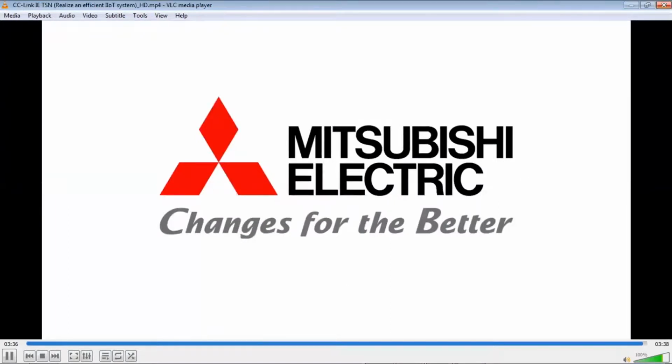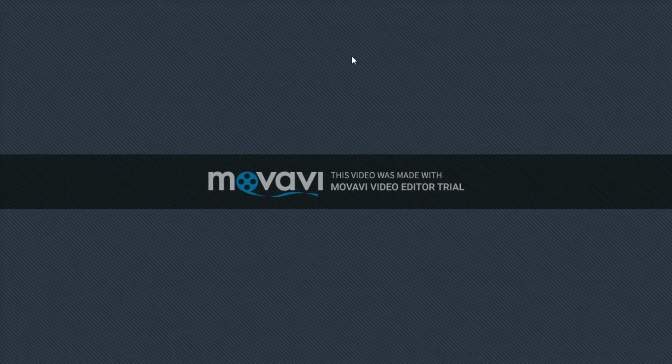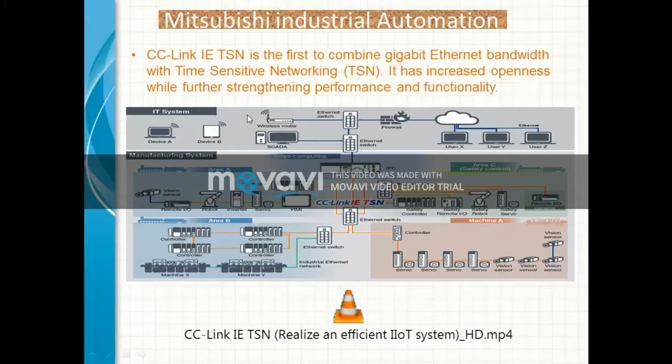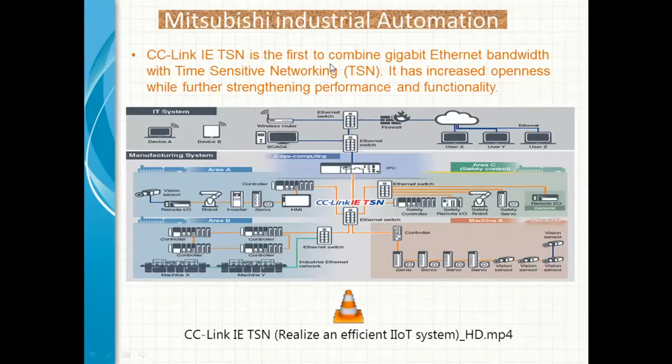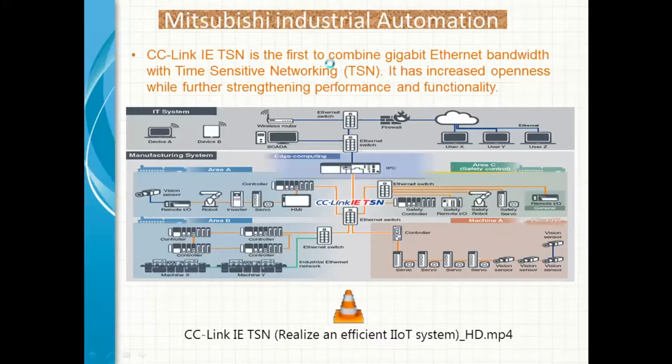Now I'll continue with the PPT. So this is TSN. Different kinds of communication can be performed in a single network. That is, you would have heard of Modbus communication, serial communication. Everything can be integrated in a single cable, and this TSN serves that purpose. So this is IETSN, CC-Link IETSN.